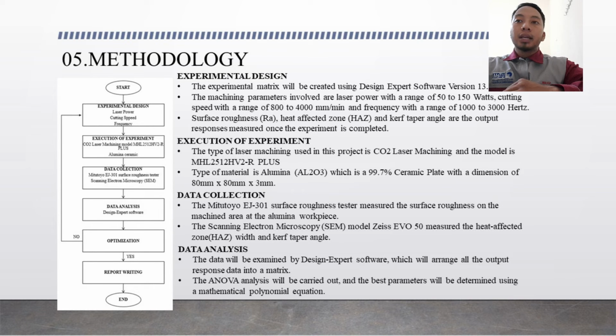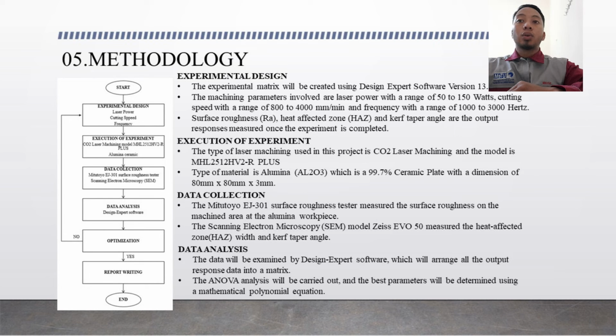For the experimental design, the experimental matrix will be created using Design Expert software version 13. The machining parameters involved are laser power with range 50 to 150 watt, cutting speed with range 800 to 4000 millimeter per second, and frequency with range 1000 to 3000 Hz. Surface roundness, heat affected zone, and kerf taper angle are the output responses measured once the experiment is complete.